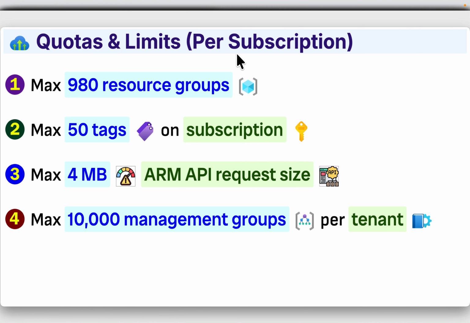Some quotas and limits per subscription. I'll just cover it here. You can have a maximum of 980 resource groups. You can have a max of 50 tags on a subscription. You can have a max 4 MB ARM API request size. You can have a max of 10,000 management groups per tenant.